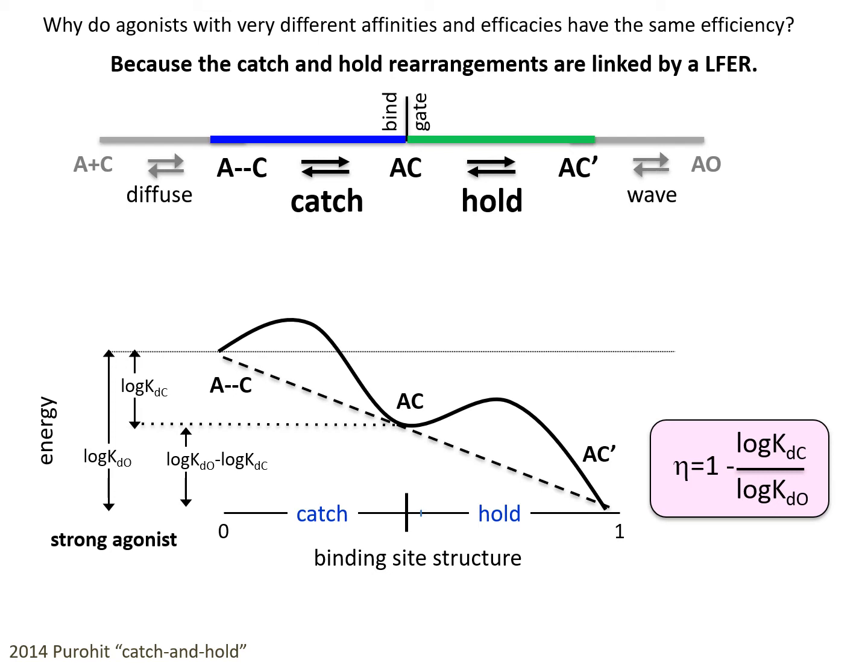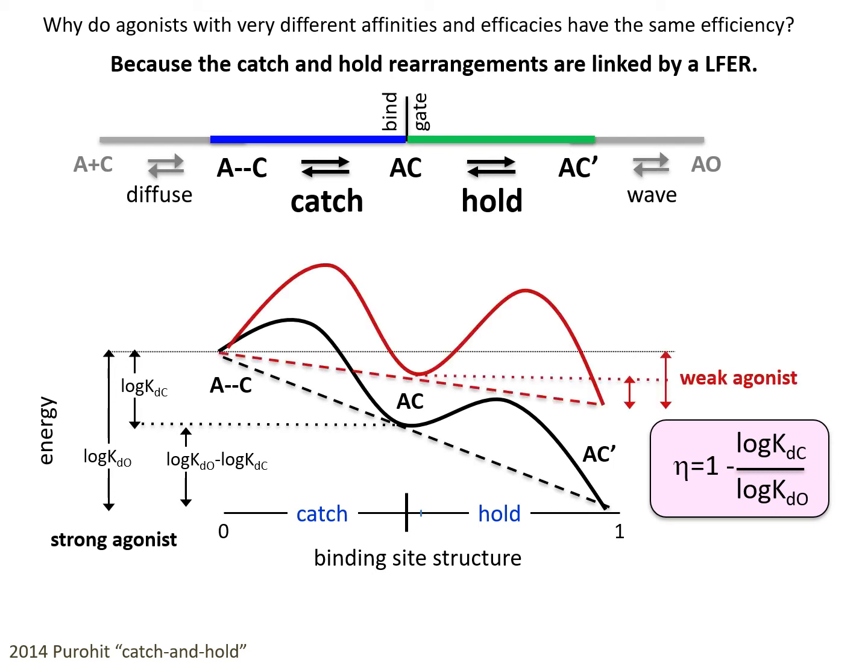So what this means is the key is that those catch and hold are tethered by that dashed line, which is the linear free energy relationship. That's the basic idea. And the other idea is when you have a weak agonist, the tilt of the overall energy landscape is less. That's the red line for a weak agonist.